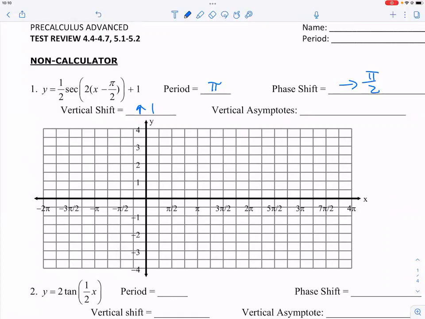A few students only, not many, but a few students, you know what kind of graph they gave me for secant? Something like this. And I'm like, really? That's not even a function. Can you see how it's not a function? It would totally fail the vertical line test.